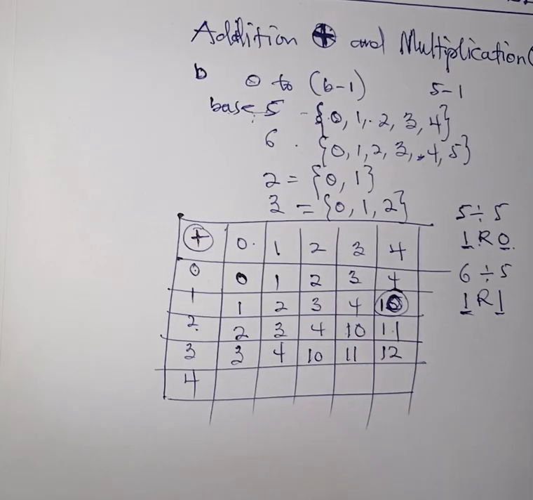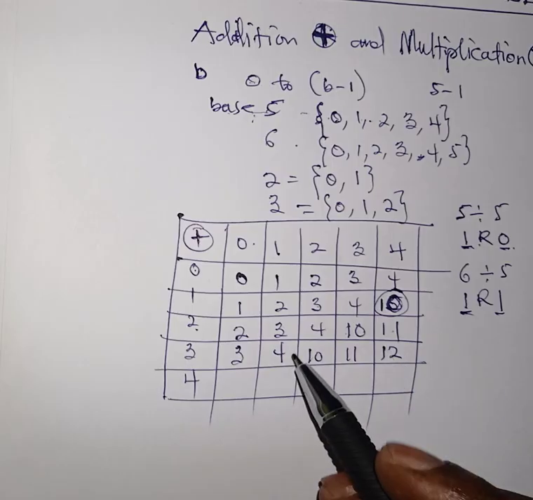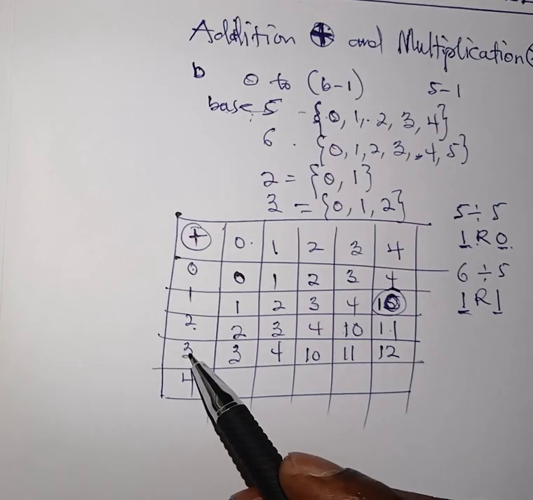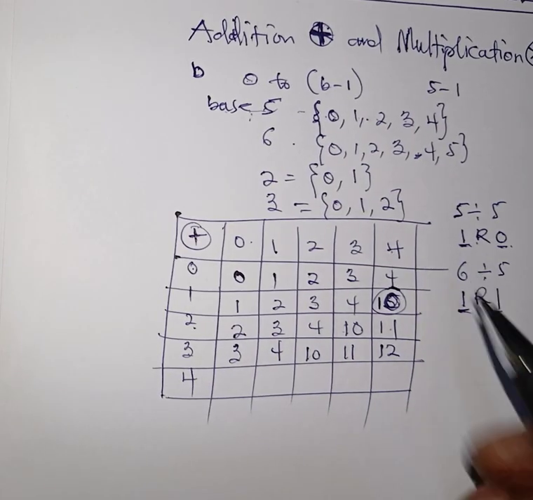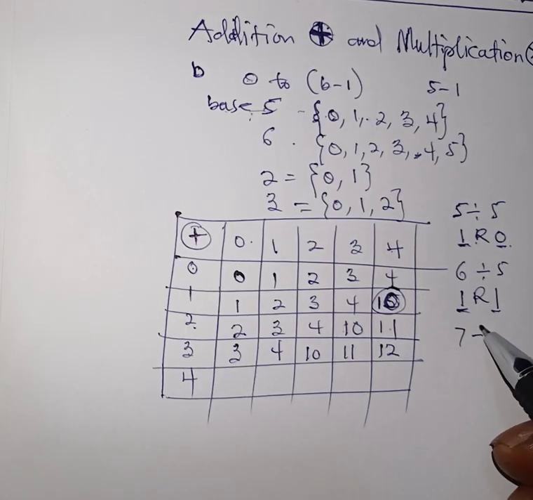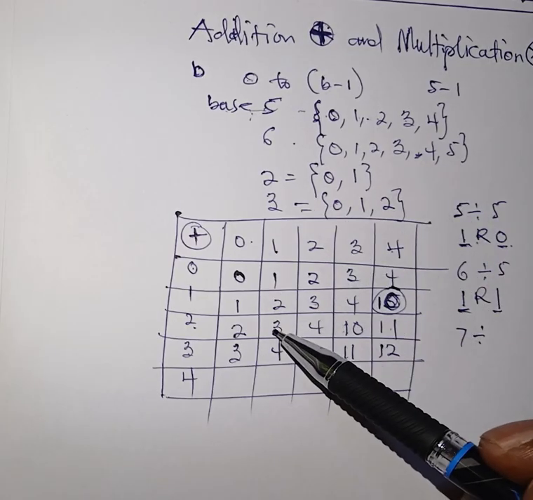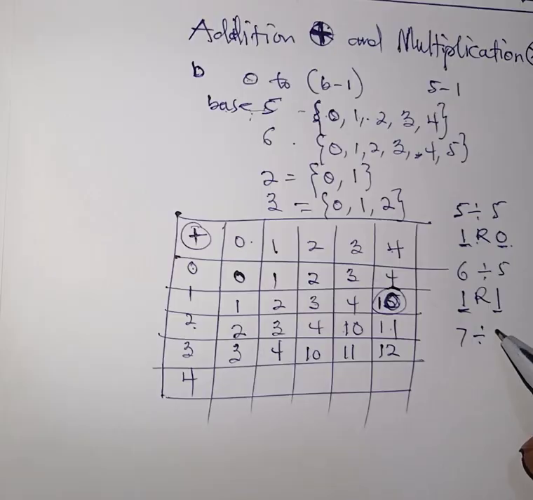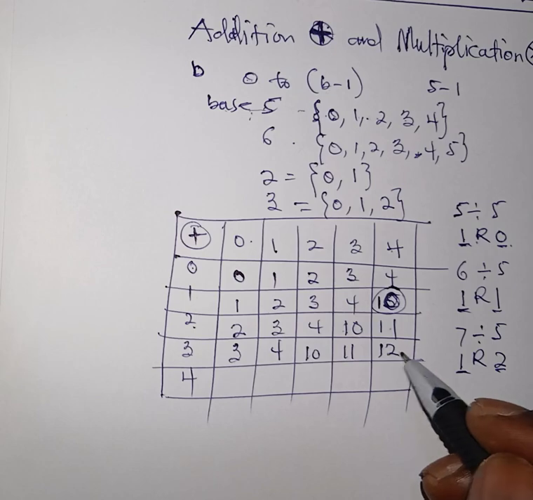Okay, and why are we saying 12? Let's test and see if it is 12. So it means that 3 plus 4 gives me 7. Now 7 divided by the base, which is 5. So 5 divides 7 how many times? 1, remainder 2. So we write 1 and 2 here. That's why we have this.